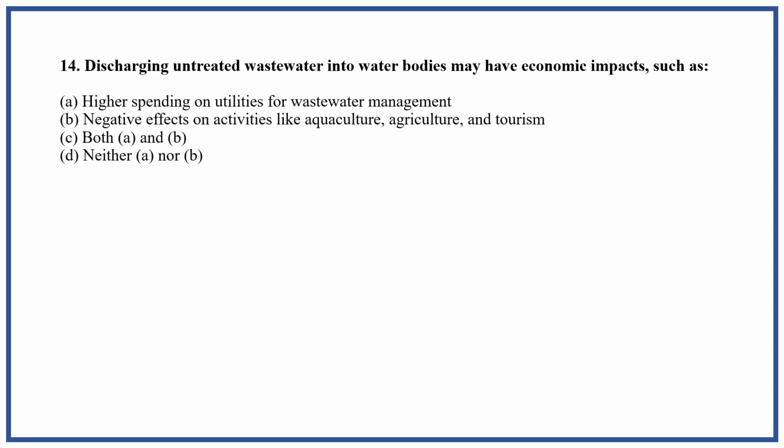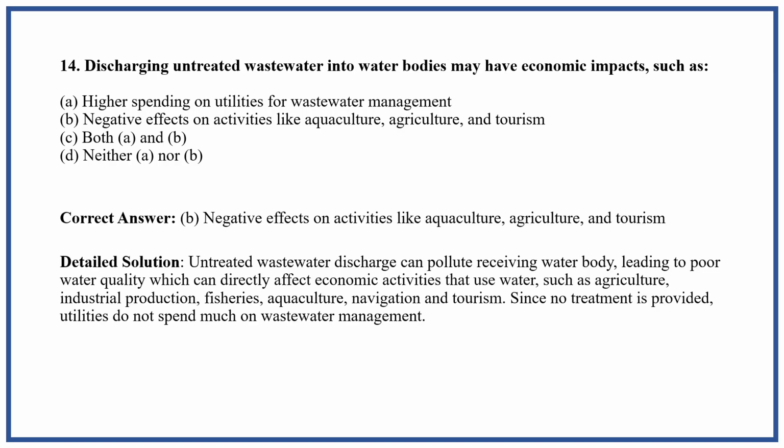Everyone is saying it as C, but think about it. B is the only right answer. Why? Because if we are discharging the untreated wastewater into the system, then there is no point of having utilities of wastewater management. So there will be no economic impact on the utilities, right? So only B is the correct option. Is it clear?